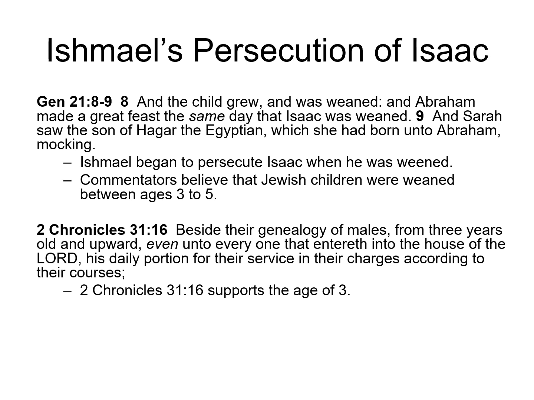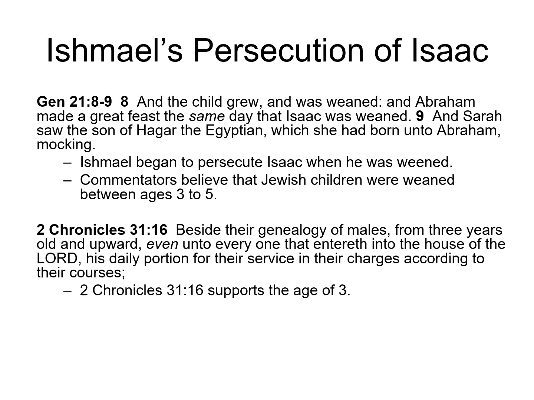So, a few things important to note here is that Ishmael began to persecute, to mock Isaac when he was weaned. And commentators believe that Jewish children were weaned between the ages of 3 to 5. So this mocking that took place, we know that it was strong enough for Sarah to have Abraham remove Hagar and Ishmael from the household. So this was more than simply some name calling and kids being kids, but it would have been something pretty severe that was going on.